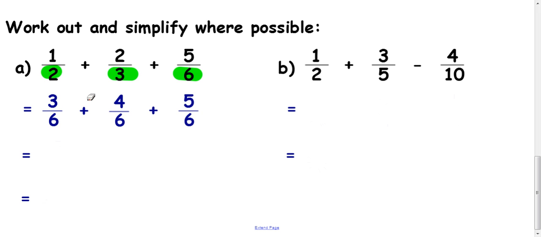So now you can just add the top numbers and see how many sixths you have all together. So 5 and 4 makes 9. Add the 3, you get 12. And 12 divided by 6 is just 2.